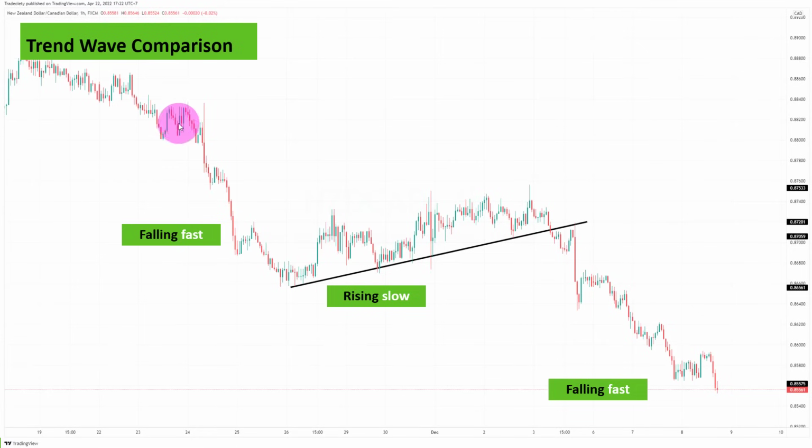Another example here, the market is falling fast initially, and then here with this trend line we can see the market is rising very slowly. Here's a very important pattern that we will see later in more detail, the break and retest pattern.